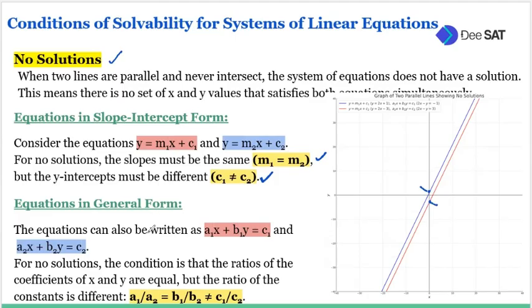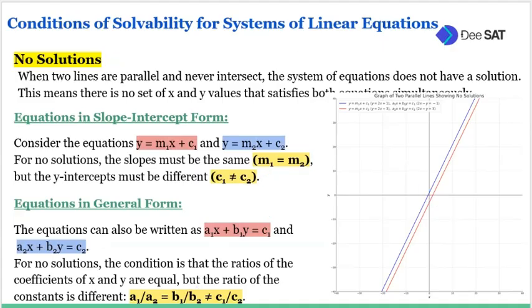When I say that we'll have no solution in the case of general form, how can we understand that? Now, A1 by A2 must be equivalent to B1 by B2. That is a clear representation that the slopes are equal, but it should not be equivalent to the ratio of the y-intercept part, because we know that C1 and C2 themselves represent the y-intercepts. So that must not be equal. A1 by A2 equivalent to B1 by B2, but not equal to C1 by C2, represents the case of no solution.